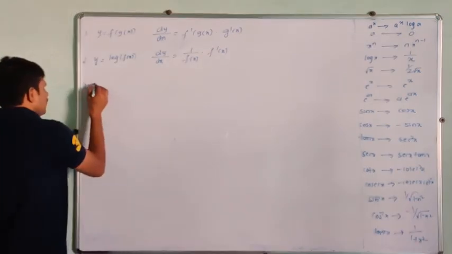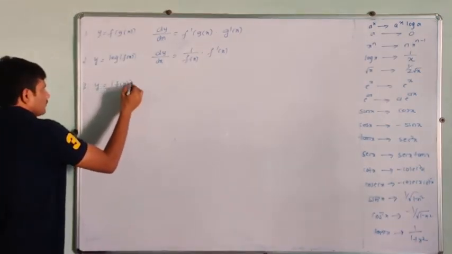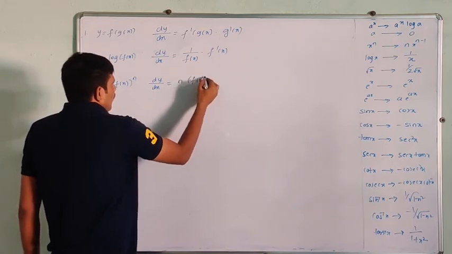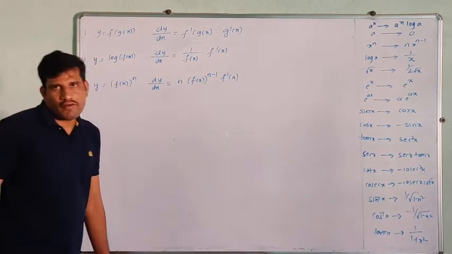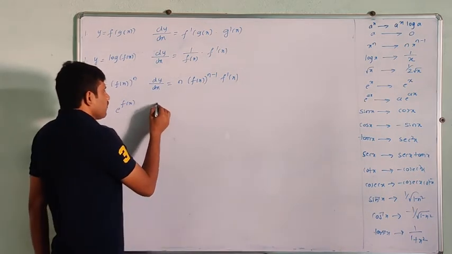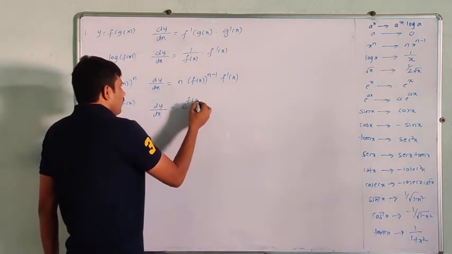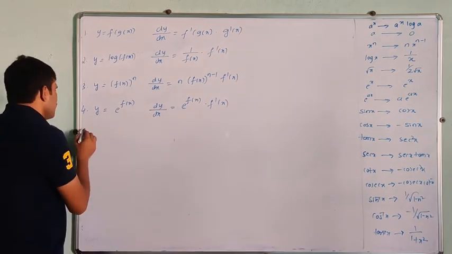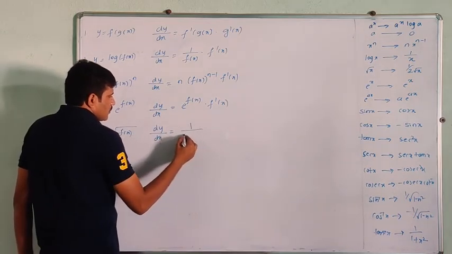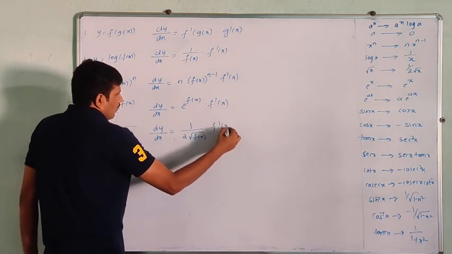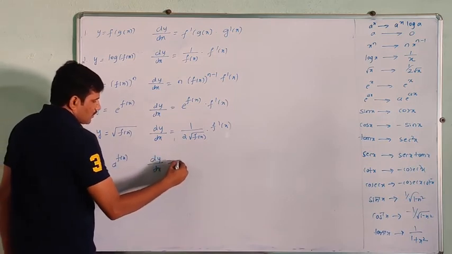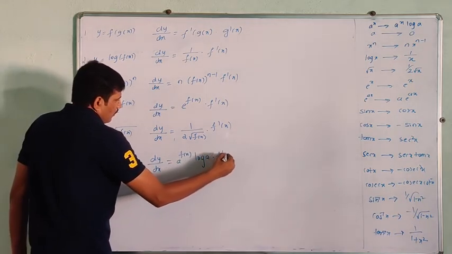Then the third one, y is equal to f of x raised to n. Its derivative dy by dx is n into f of x raised to n minus 1 into f dash of x. Then the fourth one, y is equal to e raised to f of x. Its derivative is e raised to f of x into f dash of x. Then y is equal to root of f of x. Its derivative dy by dx is 1 by 2 root f of x into f dash of x. Then y is equal to a raised to f of x. Its derivative is a raised to f of x into log a into f dash of x.